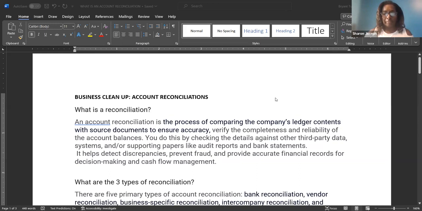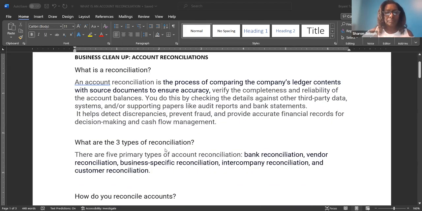and make sure it's correct. You do this by checking the details against third-party data and systems, supporting documents, bank statements and so forth. This is what helps you detect discrepancies and helps prevent fraud, or prevent inaccurate financial statements from being recorded and sent out.